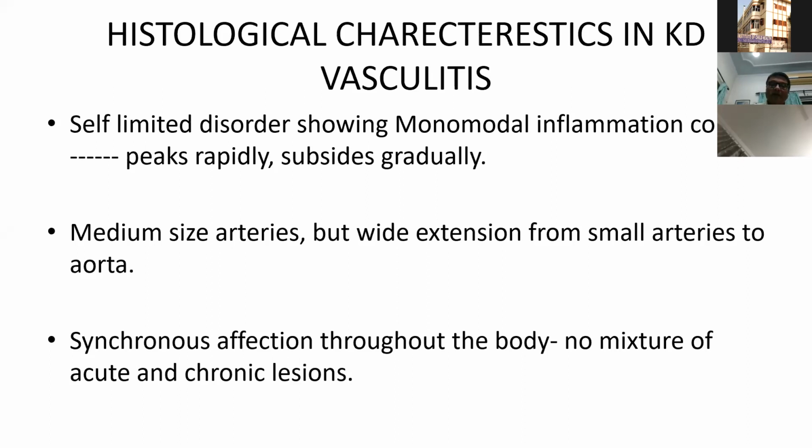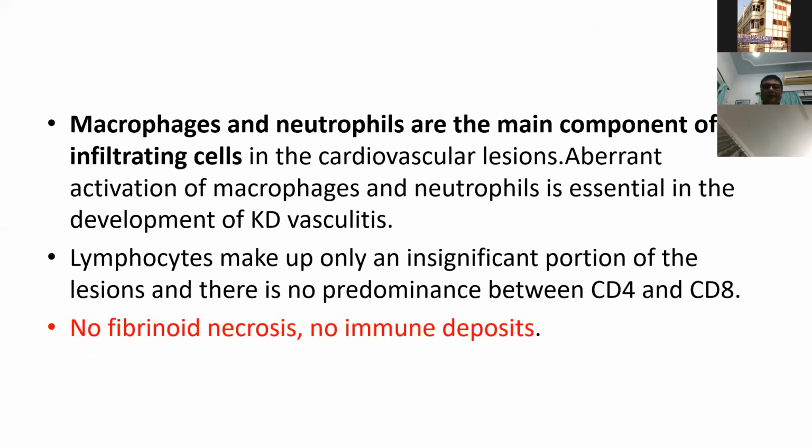It peaks rapidly and subsides gradually, predominantly in the medium-sized artery, but again, with a wide extension from small to large vessels. And very important, there's synchronous affection throughout the body, so there are no mixtures of acute and chronic lesions. It strikes, and it strikes completely. If you look at the pathology, the macrophages and the neutrophils are the main components of the infiltrating cells. Lymphocytes make up only an insignificant portion. And as compared to some of the other immune-mediated vasculitis, there are no immune deposits and no fibrinoid necrosis, like the ANCA-associated vasculitis and the PAN.